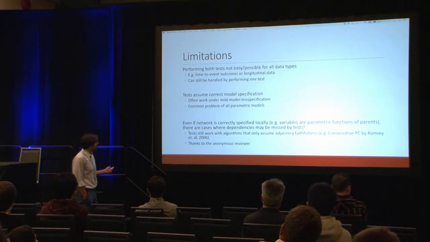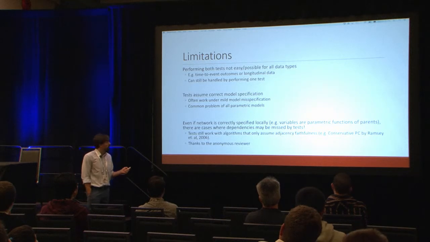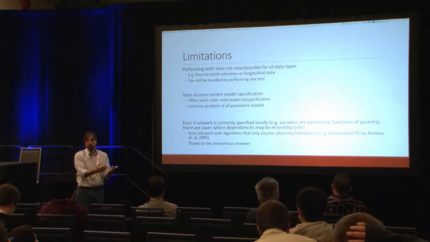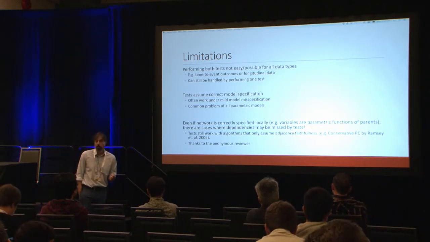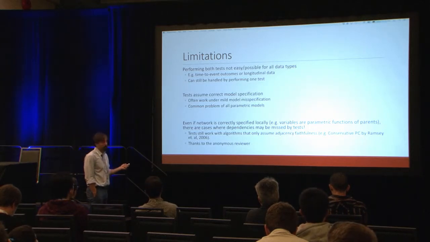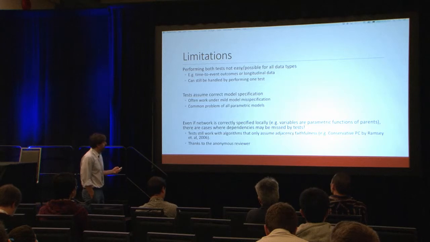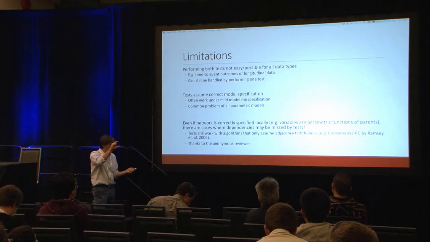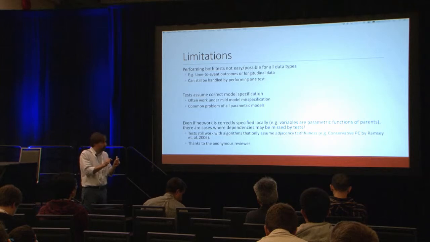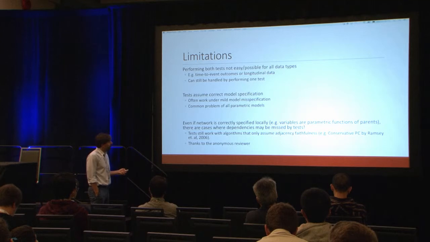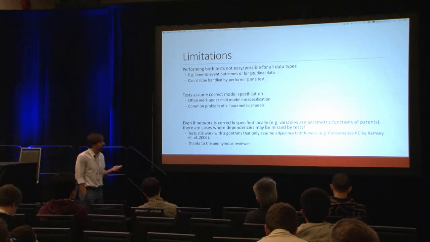The tests also assume correct model specification. So if you perform a regression, like let's say linear regression, and your functional relationship is not linear, then you may have a problem with the p-values that you actually get. And there's another limitation: even if the network is correctly specified locally, because you condition on variables that are maybe far apart in the network, you may miss dependencies.